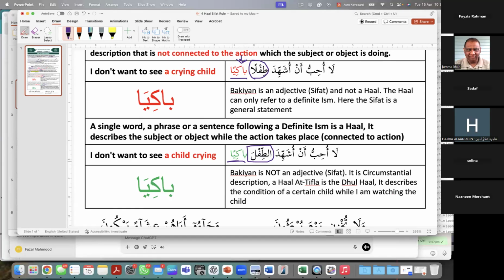This is how you will learn. If you didn't say it, and if we didn't correct the mistake, it will not be good teaching. When we are teachers, and this is what we try to teach, welcome any confusion, any mistake people make. That's a very good way of addressing and teaching your students. Okay, so the second example is done. La uhibbu an ushahida tifla bakiyan. Ushahida is fi'l, fa'il, and after that maf'ul, tifla, the child. I don't want to see, it's translated wrong. It is the child crying. Okay, it's fine.